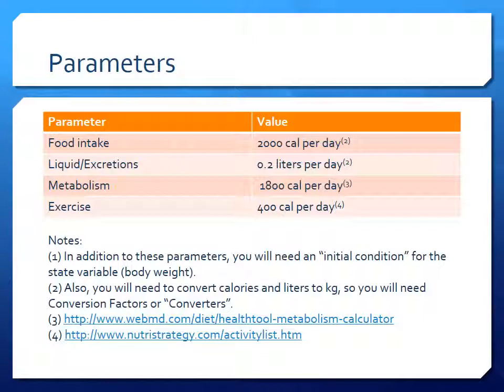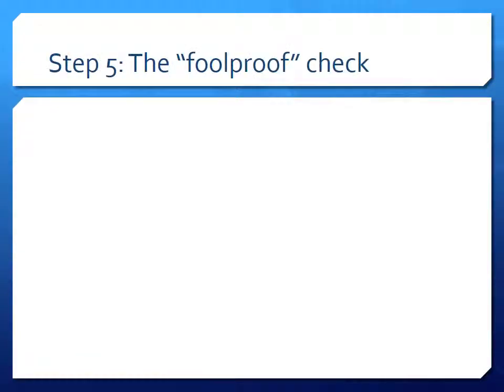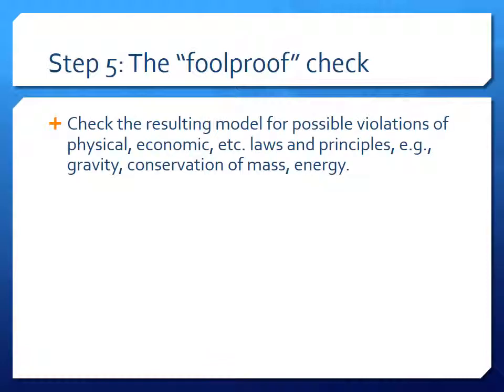So far we have the model. We've defined the stocks, the control variables, and we've defined some parameters. So the next step is what I refer to as the foolproof check. The idea here is to check the resulting model for any possible violations of physical, economic laws, and principles: gravity, conservation of mass, energy. Things that are obvious that shouldn't be violated, just as a foolproof check.